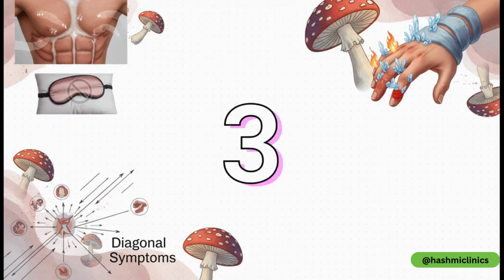Look, if you remember nothing else from this explainer, I want you to remember this triad. Number 1, involuntary twitching that ceases during sleep. Number 2, frostbite sensations with that burning and itching. And number 3, diagonal symptoms. That is the absolute core of this remedy.